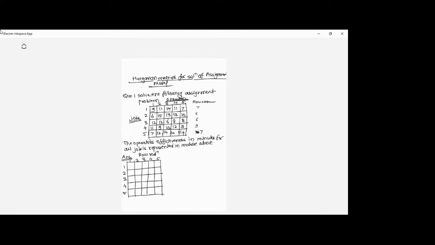For example, 9 minus 7 will be equal to 2. 11 minus 7 is equal to 4. 14 minus 7 is equal to 7. 11 minus 7 is equal to 4. And 7 minus 7 is equal to 0. So we have reduced our first row, right?